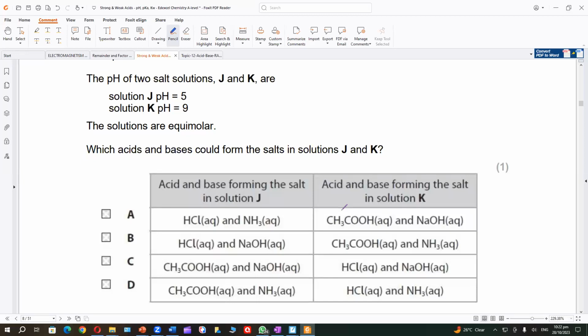HCl, NaOH. I'll talk about B first, okay? HCl is a strong acid and NaOH is a weak alkali or strong alkali? Strong alkali, right? Good. So if they react, the product will have a pH equal to 7. But J, look at the J pH. J pH is 5. So option B is wrong. All right. Now work out options C and D.